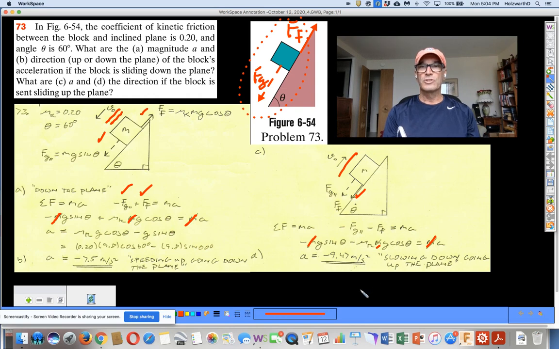Okay, so its magnitude of acceleration is greater, slowing down at a greater rate going up the plane as opposed to speeding up going down the plane. All right, so there's the explanation. I hope that helped.